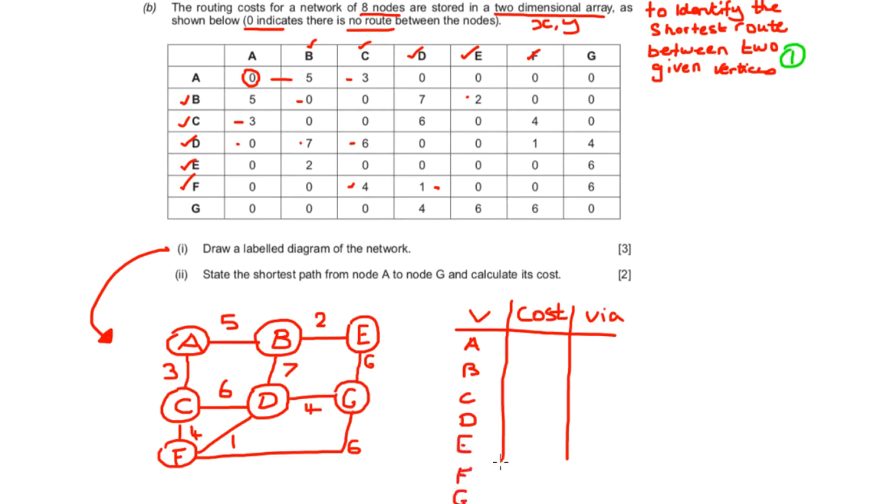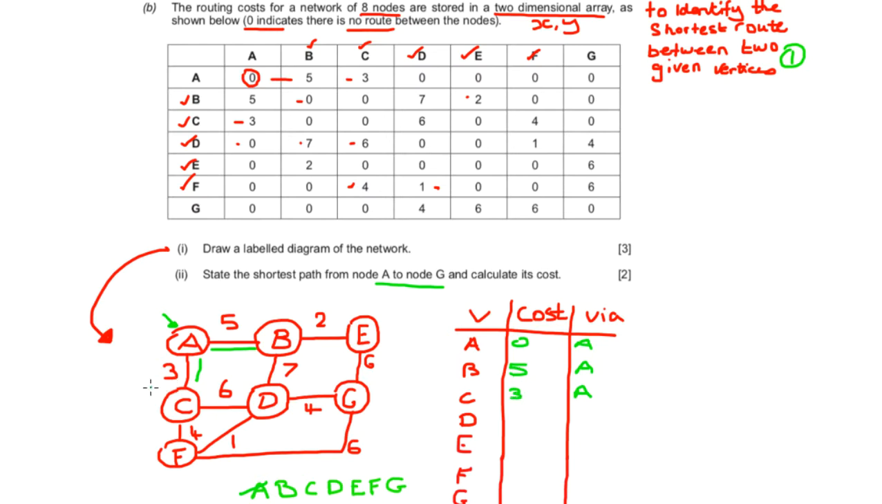So the first thing I've done is written down all the vertices of my network. Starting at A has a cost of 0 via A, because that is my starting node. A can get to B for a cost of 5 via node A, and I can get to C for a cost of 3 via A. Once I've done that, A can't go to any more nodes. That means I can check A off the list.